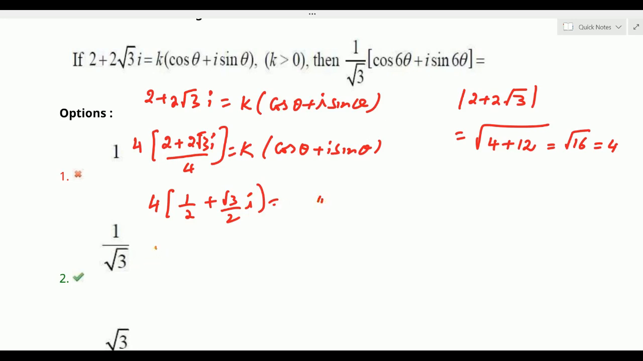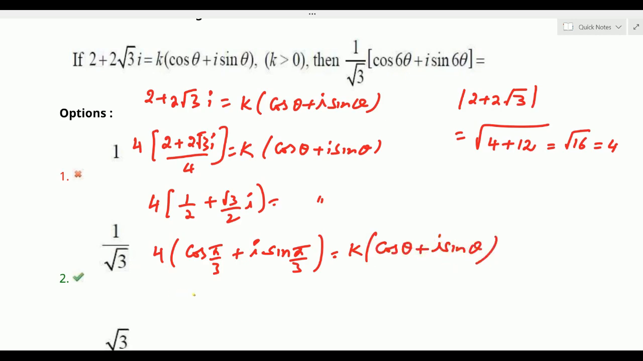cos theta plus i sin theta. Again 4 into 1 by 2, we can write cos pi by 3. Root 3 by 2, we can write sin pi by 3 with i into sin pi by 3. So we can compare this result with the RHS, k into cos theta plus i sin theta. It is all easy. It denotes De Moivre's theorem application indirectly. By comparing the similar terms on both sides, k value is 4. Cos theta is cos pi by 3.